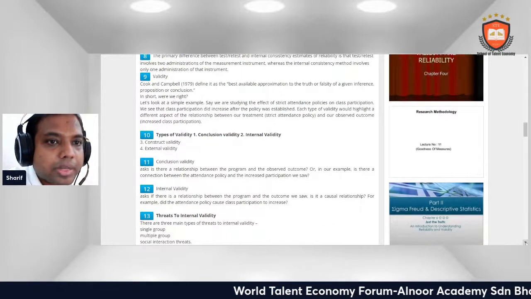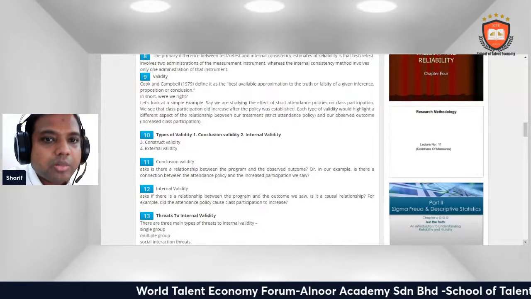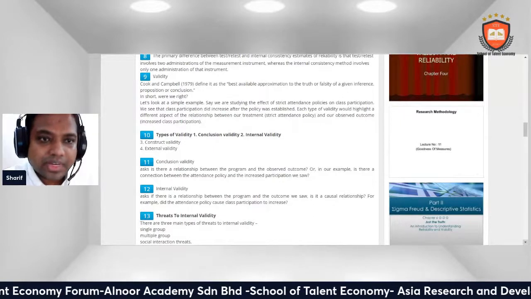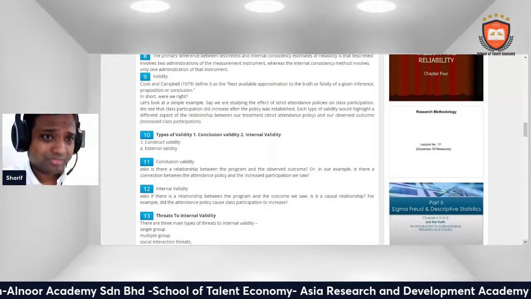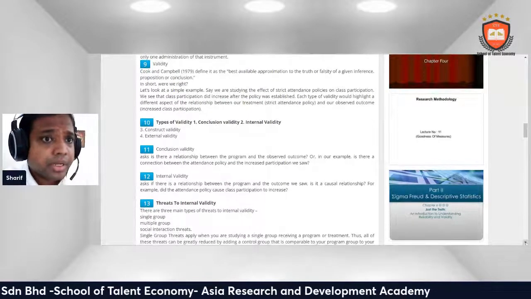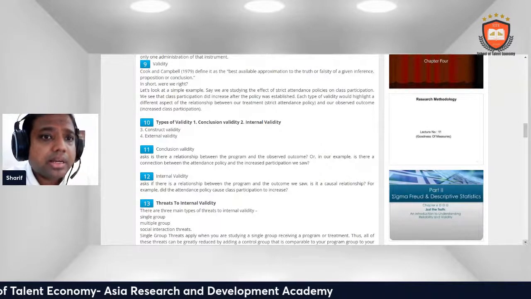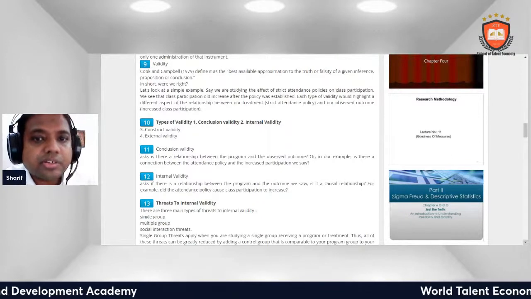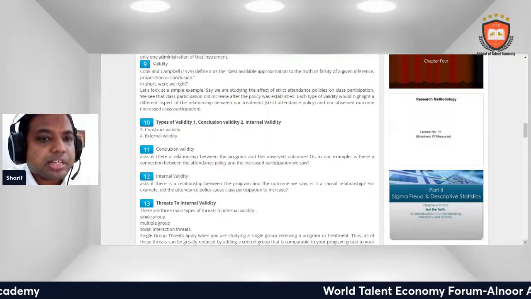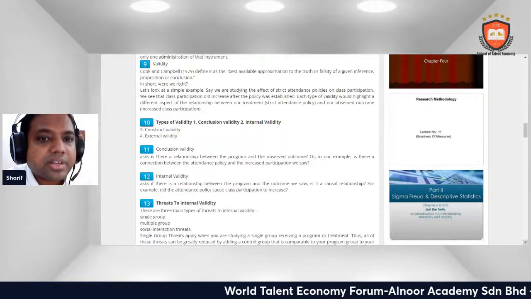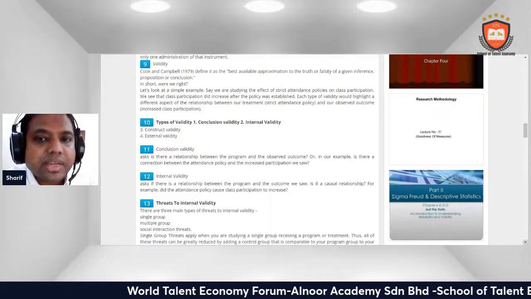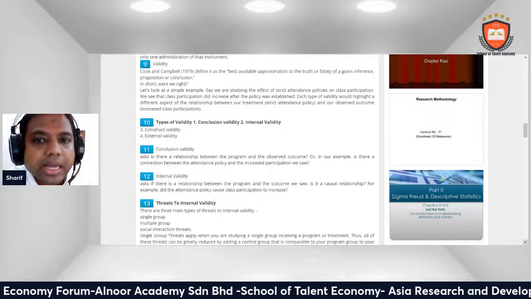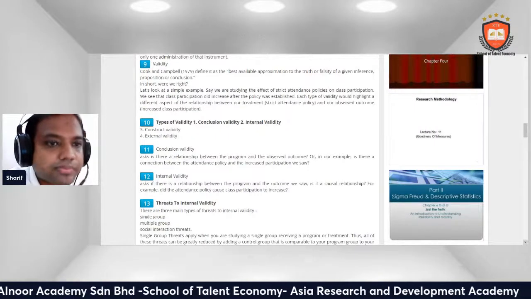Validity is defined as the best available approximation to the truth or falsity of a given inference, proposition, or conclusion. In short, did we measure what we wanted to measure? Let's look at a simple example. Say we are studying the effect of strict attendance policies on class participation. We see that class participation did increase after the policy was established. Each type of validity would highlight different aspects of the relationship between our treatment and our observed outcome.